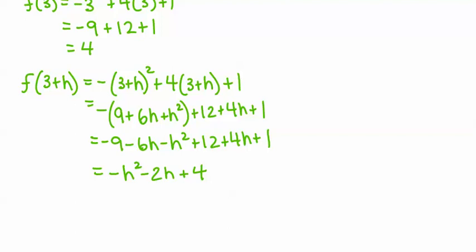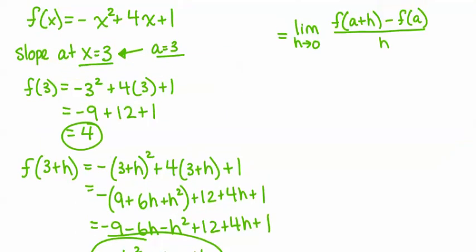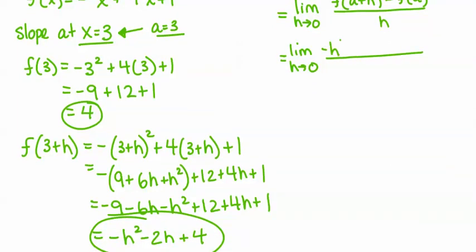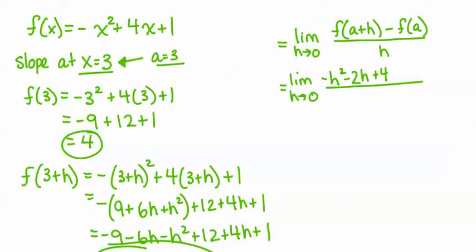Okay, so now I've got f of 3 and f of 3 plus h. So I'm going to sub those into my limits formula here. So f of a plus h was negative h squared minus 2h plus 4. And I'm subtracting f of a, which is 4, all over h. Okay, so then the limit as h approaches 0, 4 minus 4 cancels out, so those are gone.